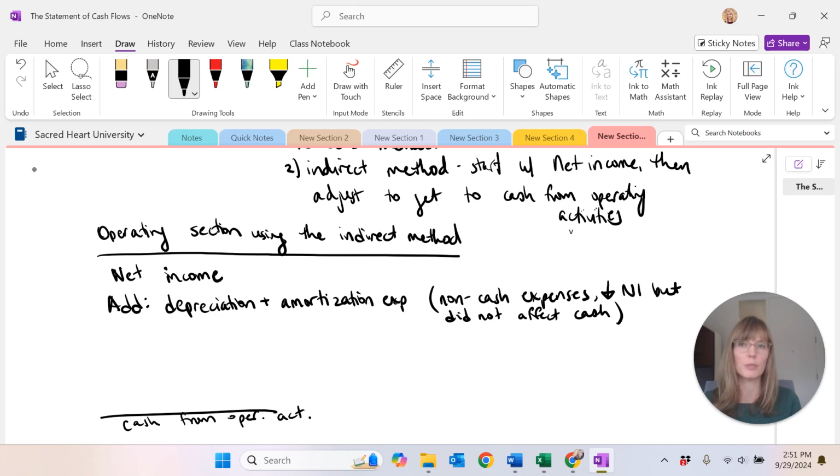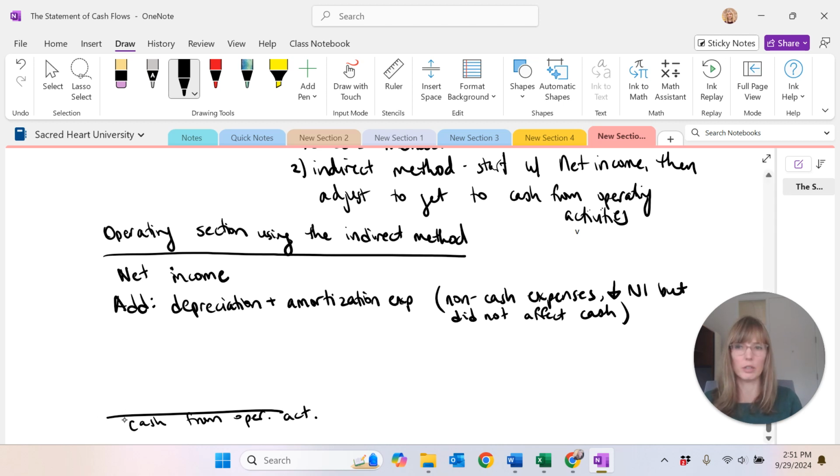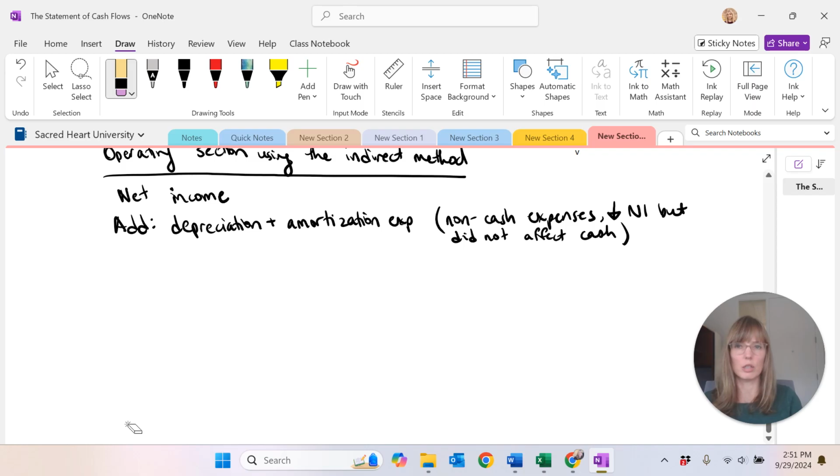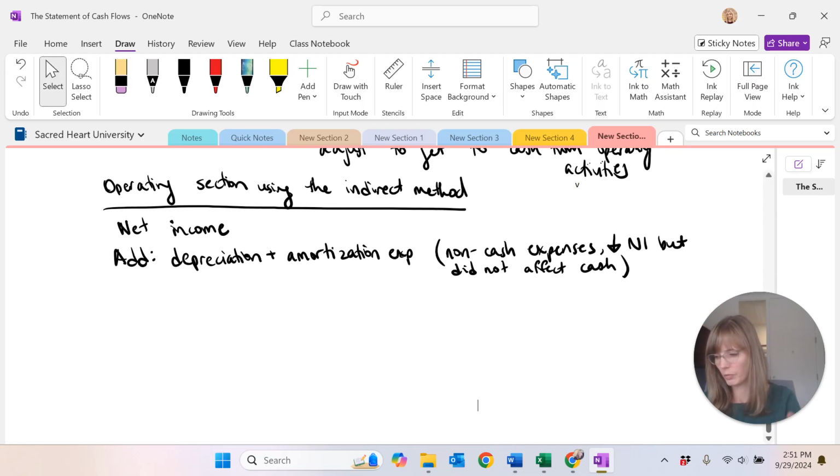And on a cash basis rather than accrual basis, there was no cash received or no cash spent. Okay, the next thing we're going to do after adding back the depreciation and amortization expense, and of course the order does not matter, let's add back any losses on sales of long-term assets.